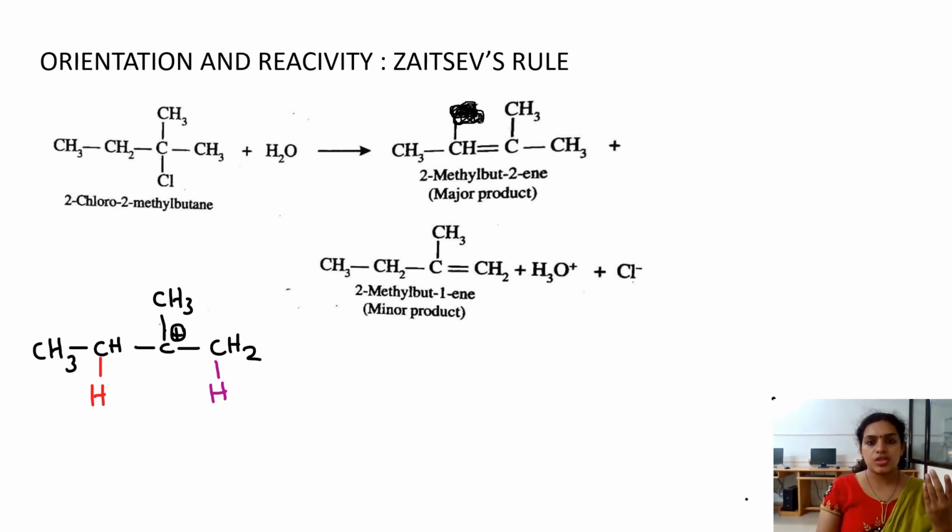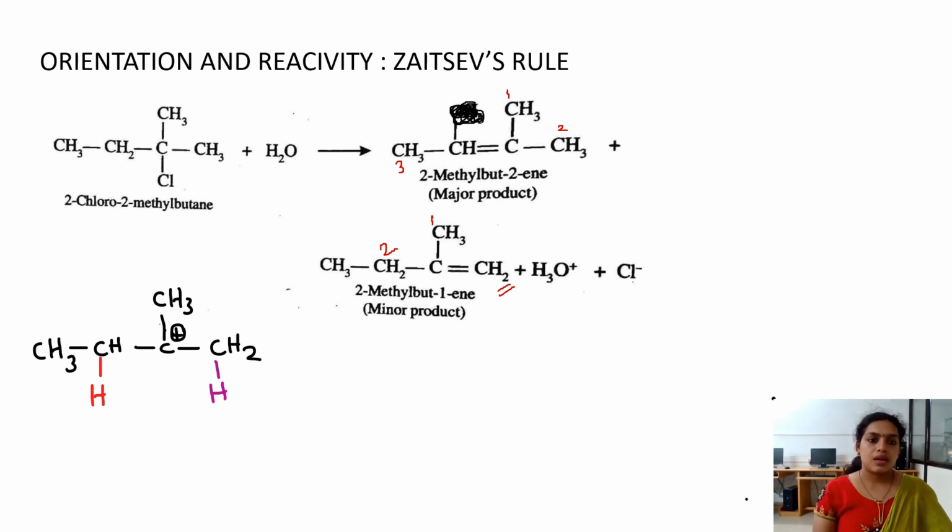Okay, let's see whether that is correct. Here 1, 2 and 3 alkyl substitutions are there in the case of 2-methyl-2-butene, and if we check with this one, there are only 2 alkyl groups. Here both are hydrogens, so 2-methyl-2-butene is the major product. And now we have to explain by the E1 mechanism the formation of 2-methyl-2-butene as the major product.